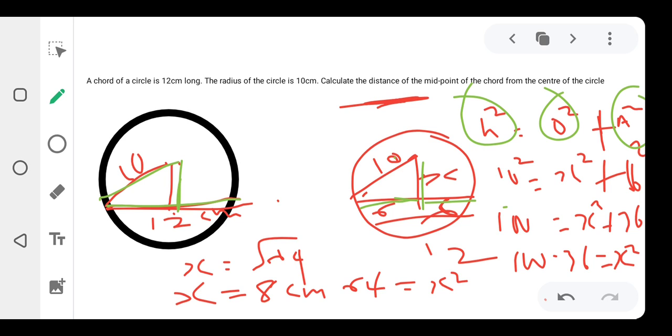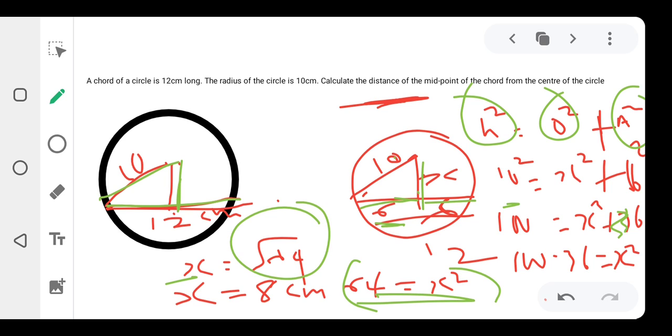So 10 square will give us this part, x square, this height here, x square plus the 6 that is down here, 6 square. So 10 square is 10 times 10, which is 100, which is equal to x square plus 36. I wrote 36 here. So 100 minus 36, because this 36 will come to the other side and the sign is going to change to minus, will give us x squared. So 100 minus 36 will now give us 64. So x squared will be equal to 64, right? That's what we have here. Then x will be equal to the root of 64, which is 8 centimeters. So that's just that about that.